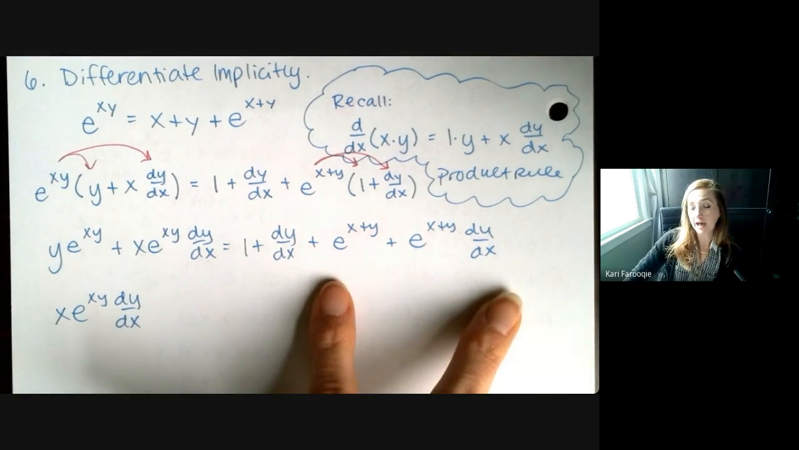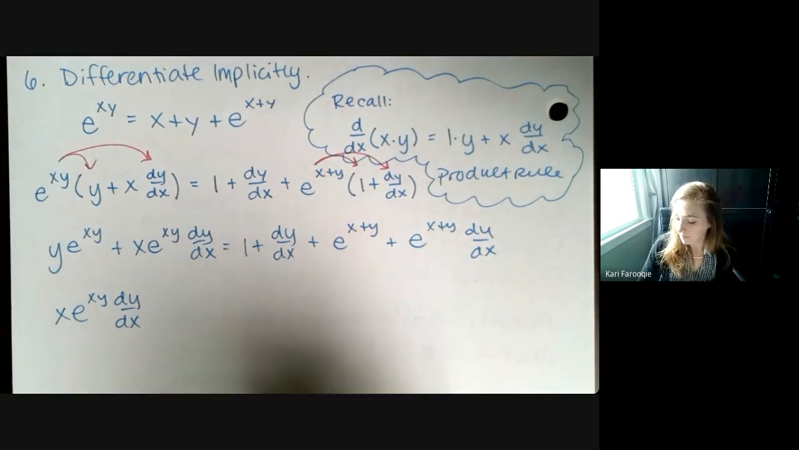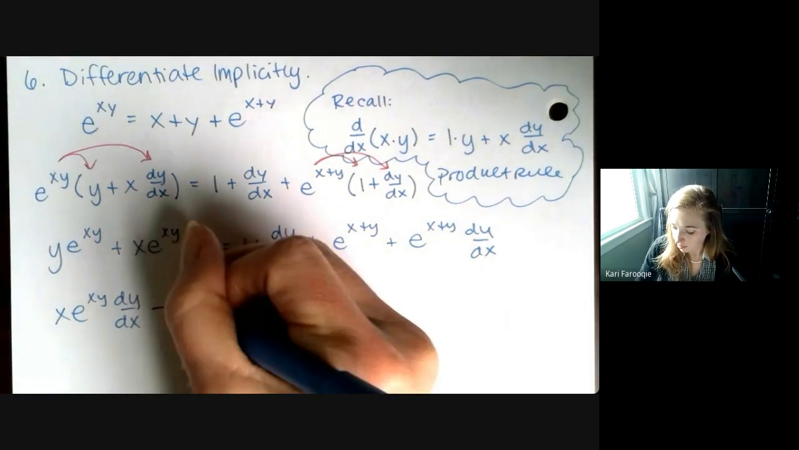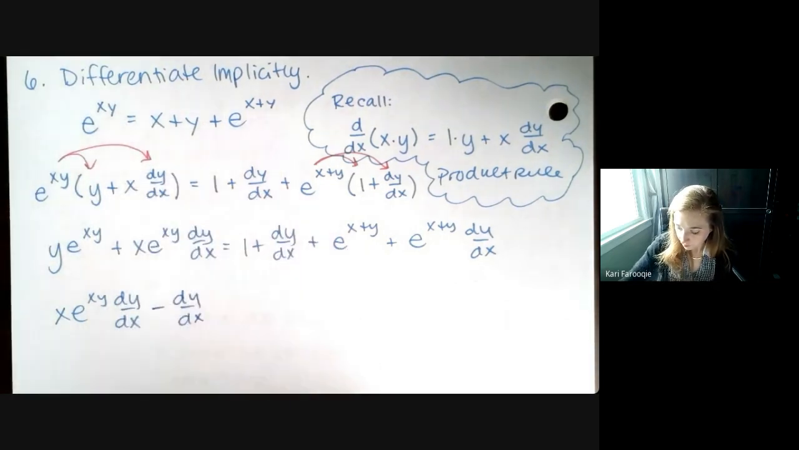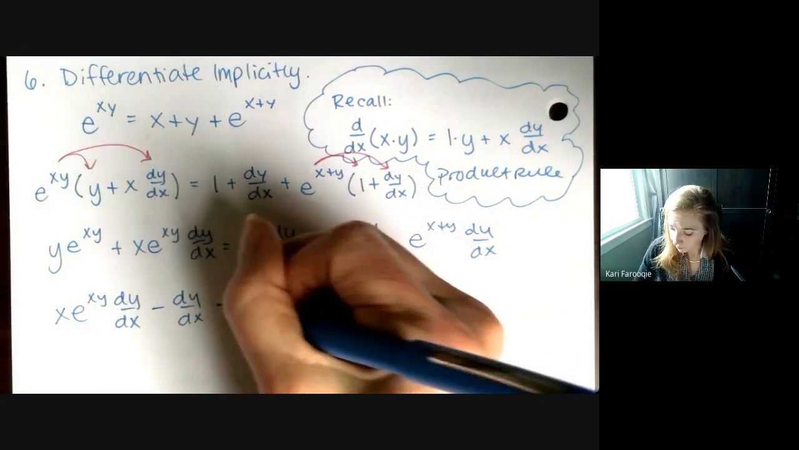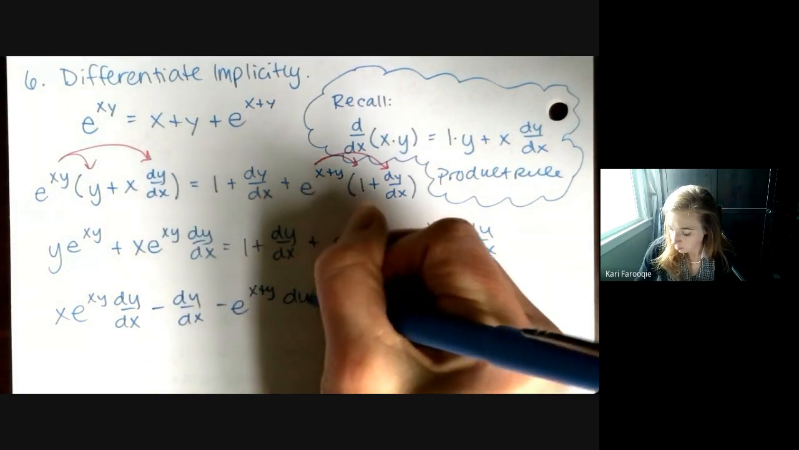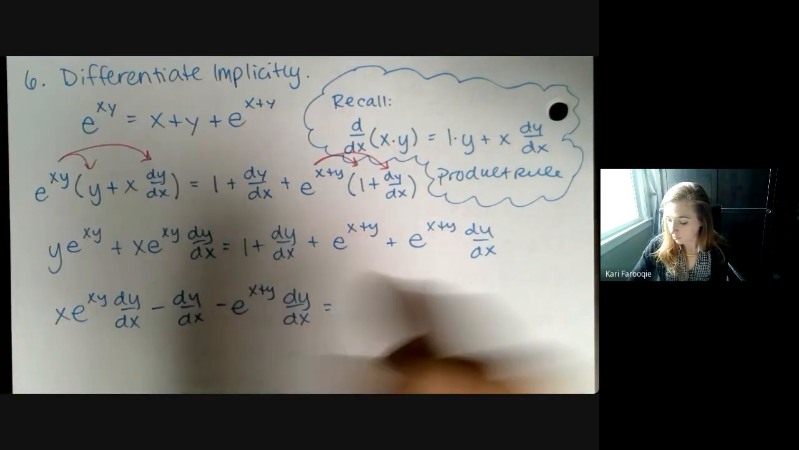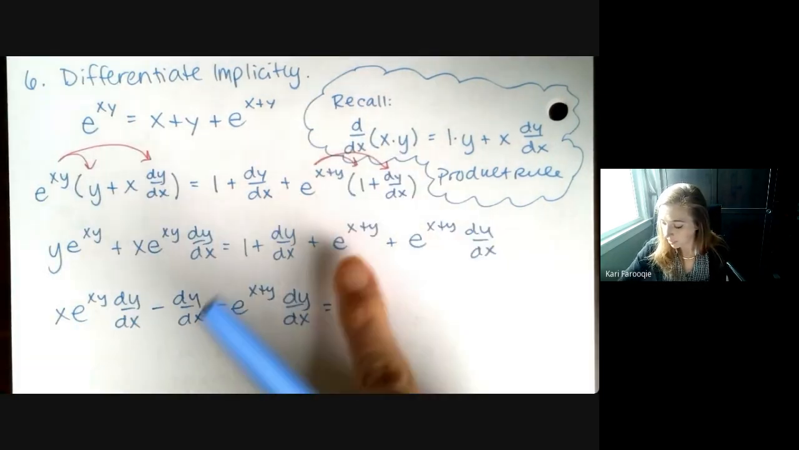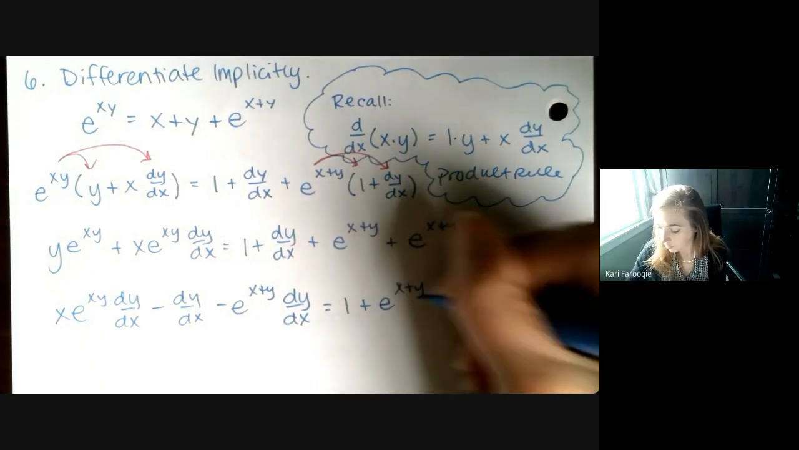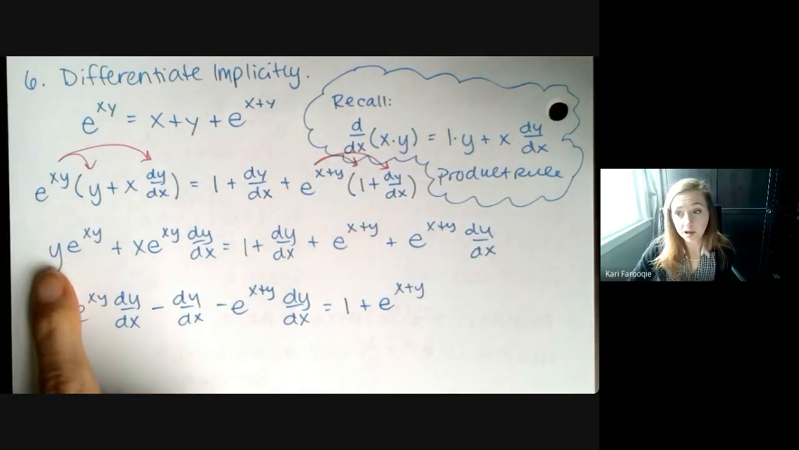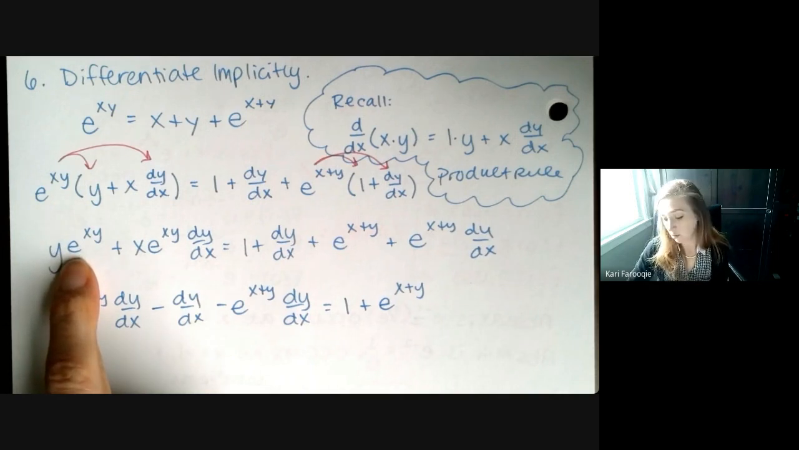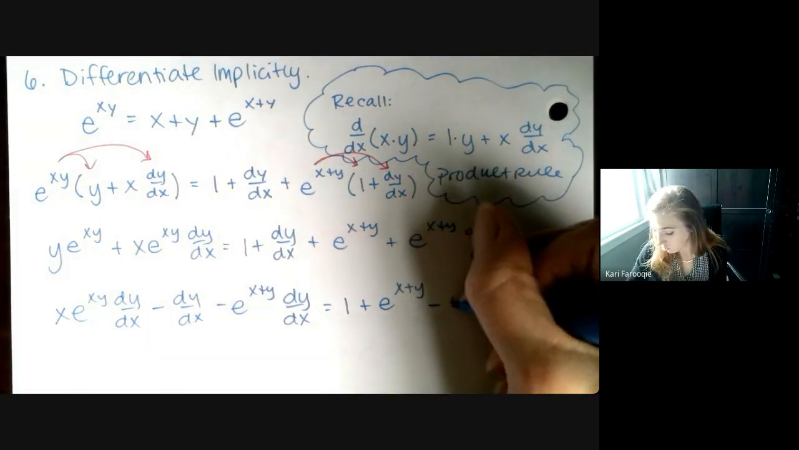When I change the side, change the sign. So I'm going to have minus dy/dx and then minus e to the x plus y dy/dx. Everything else is going to either stay on the other side or move if it doesn't have a dy/dx on it. So I already have a 1 on the right. I'll keep it there. I have an e to the x plus y on the right. I'll keep it there. And then the only other term I haven't touched is the first one on the left-hand side. I'm going to move it to the right, change the side, change the sign.